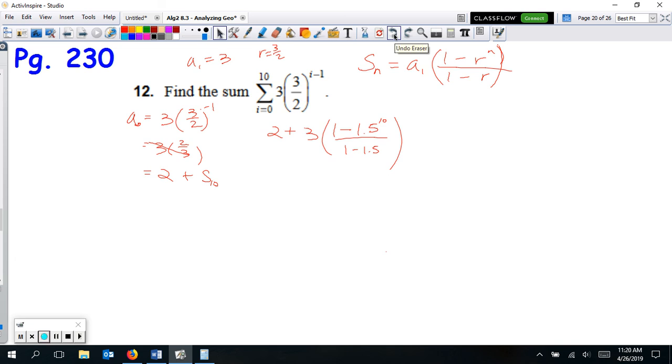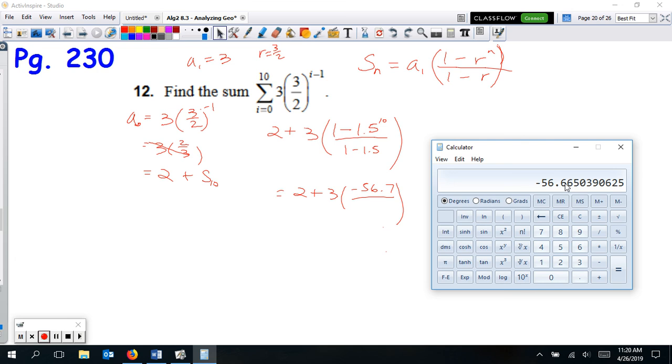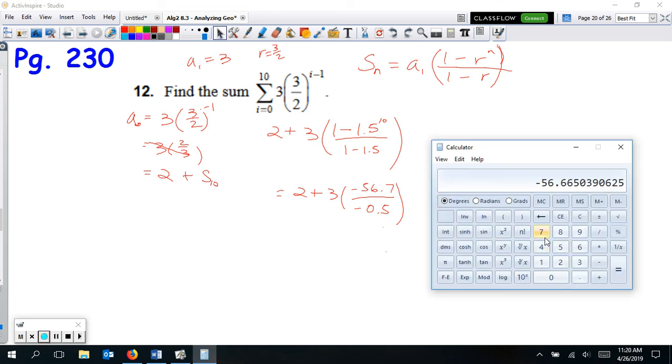So we're going to start by saying 2 plus again, 3, and then the parenthesis on top, it's now going to be negative 56.7. That's what we found on the calculator screen here. Negative 56.7, we rounded to 1 decimal place. And then on the bottom, 1 minus 1.5. So that's going to be taking 1 away from a negative 1.5, which means it's just a negative 0.5 at the bottom. So now we need to divide this number by negative 0.5. So we can do that on the calculator. So I'm going to say divided by 0.5, and let's go ahead and make that negative, and equals a positive 113.3.